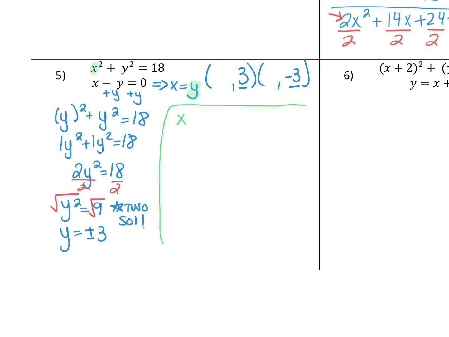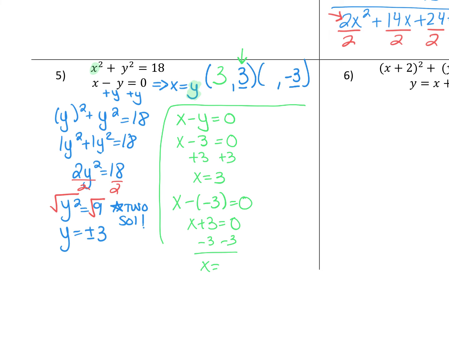Now, unlike the other ones, I need to now plug in for y and solve for x. So I'm going to use this x minus y equals 0 equation. And I'm going to plug in 3 for y, because that's what I got for my first solution here. And when I do that, I'm going to get that x equals 3. I'm going to do the same thing now, but I'm going to plug in the negative 3 for y. And I'm going to get that x is negative 3. And so these are my two solutions for number 5.